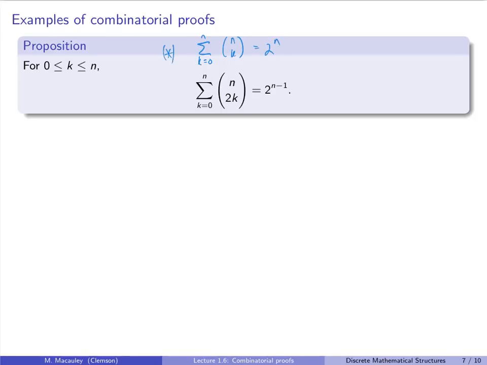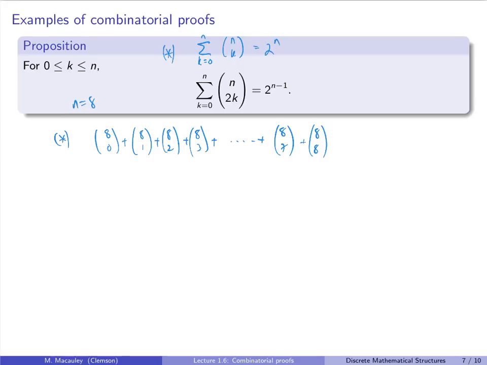So several comments. First of all, let me just do n equals 8 for an example. If we do this, then what we're getting is 8 choose 0 plus 8 choose 1 plus 8 choose 2 plus 8 choose 3, and I'm just going to skip ahead all the way up to 8 choose 7 plus 8 choose 8. This is equal to 2 to the 8, which is 64.